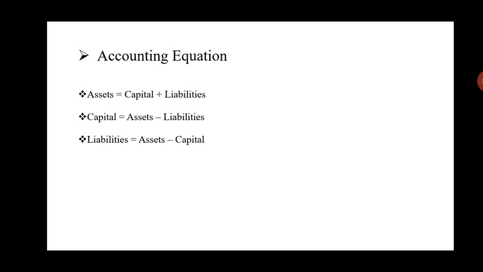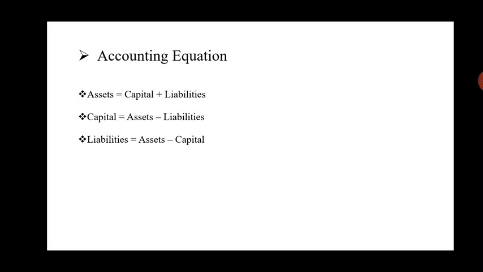In the last class we discussed the accounting equation. I hope all of you understood it. So what is the accounting equation actually? Assets is equal to capital plus liabilities. You also know how to ascertain the capital: capital is equal to assets minus liabilities. And you know how to ascertain the liabilities: liabilities is equal to assets minus capital.